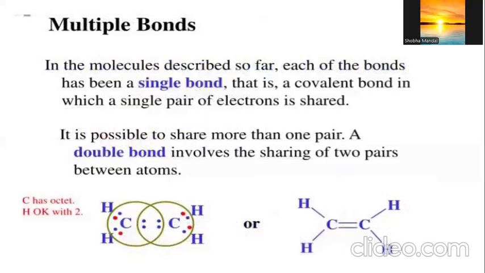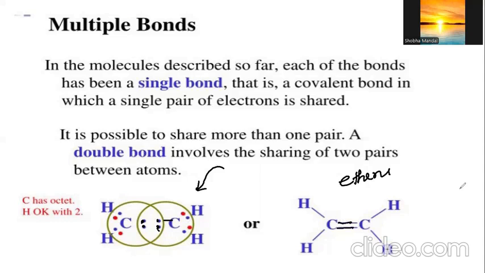As we just learned, if one pair of electrons is shared between 2 atoms, it forms a single bond. Similarly, if 2 pairs of electrons are shared between the atoms, they form a double bond. We can see this in the example of ethene. Both carbon atoms share 2 electrons each with each other, and because they share 2 pairs of electrons, a double bond exists between the carbon atoms.